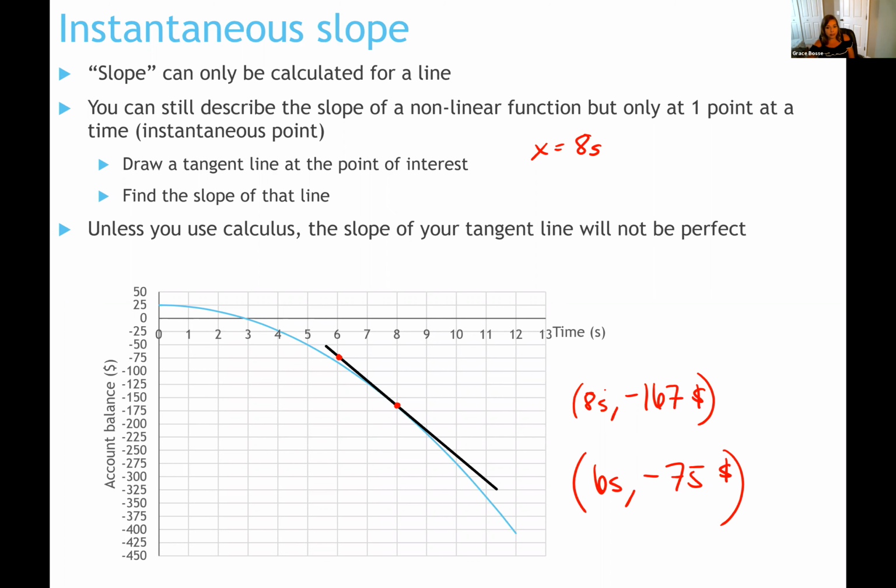When you do this process, you're not going to necessarily get the exact, perfect answer. You would need calculus or a computer to get the perfect answer. So if you're comparing your answer to mine sometimes, or maybe to a peer, you might get slightly different numbers, but they should be pretty close to each other if you're being very careful about drawing your tangent line.